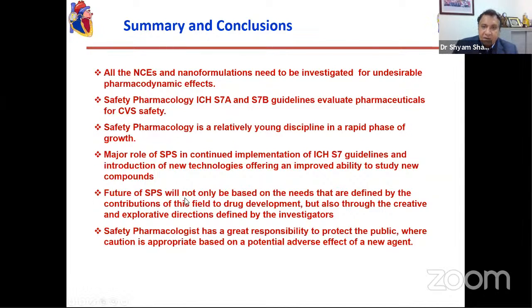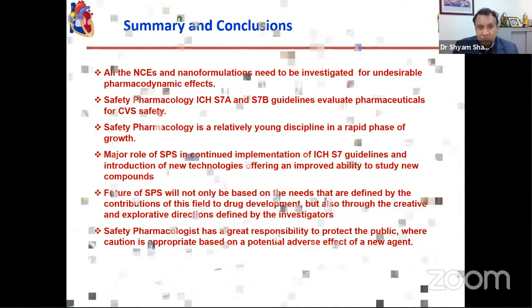not only be based on the needs that are defined by the contribution to drug development, but also through the creative and explorative directions defined by the university. Safety pharmacologists have a great responsibility to protect the public, and where caution is appropriate based on a potential adverse effect, they should not hide whatever the results are. They need to show it. If it is causing QT prolongation, then respective measures need to be taken, or maybe some other kind of molecule needs to be developed for these kinds of studies.